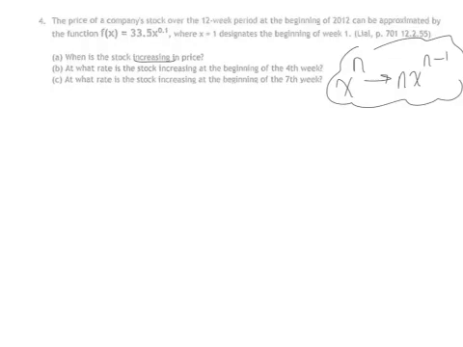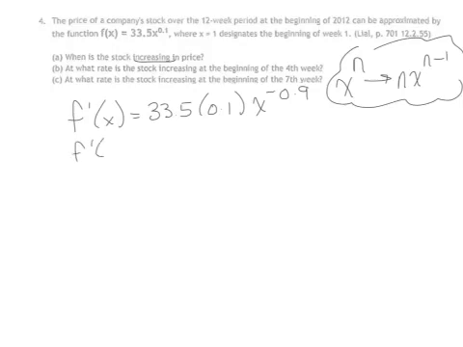Okay, so let's find the derivative. F prime at x is going to equal 33.5 times 0.1 x to the, now it's going to be 0.1 minus 1, so that's going to be a negative power, 0.9. Remember again that if we have a negative exponent, we can put that in the denominator with a positive exponent. So let's just tidy this up a little bit. We're going to have 33.5 times 0.1, that's going to equal 3.35. And then we're going to put this x to the 0.9 in the denominator.